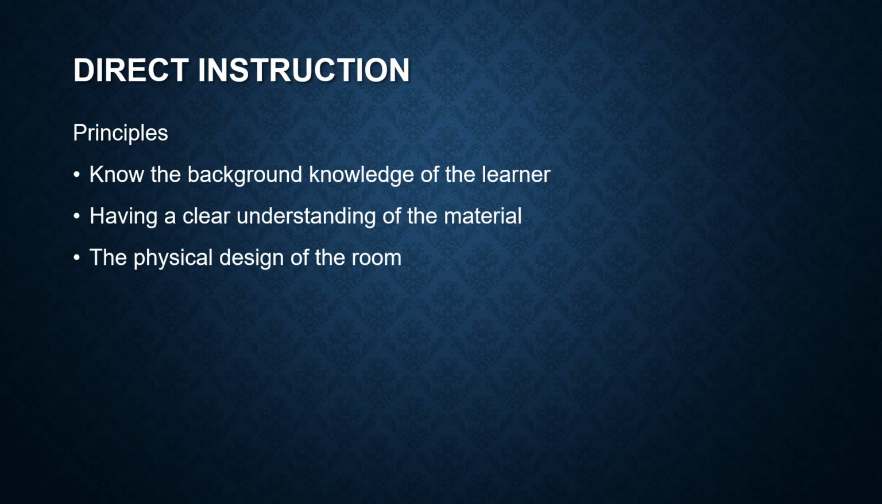Direct instruction requires three requirements or principles. The first is that you know and respond to the background knowledge of the learner. You have to know where the student is in order to give them direction as to where they should be. This is necessary for an effective lecture. Secondly, the teacher needs to have a clear understanding of the material. This is absolutely necessary in being able to explain it to others.